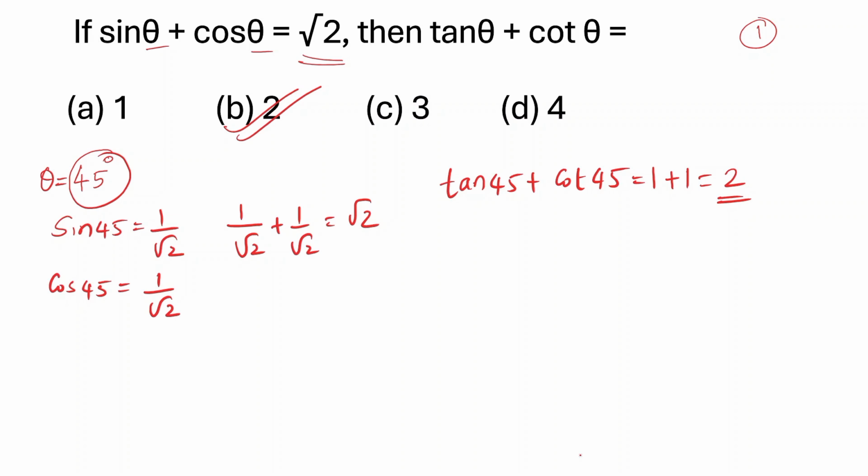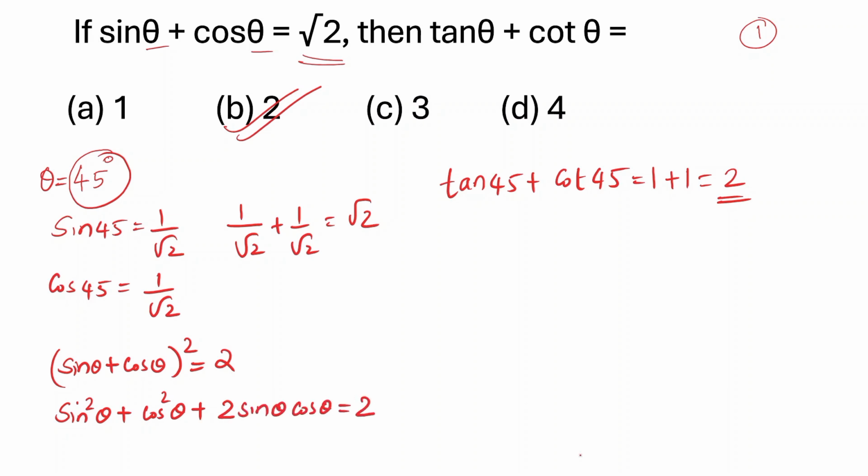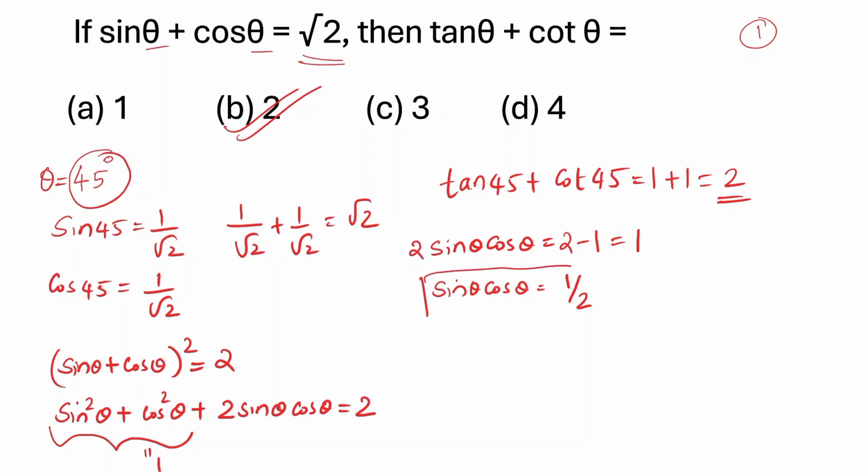you can do it in the other way. Just take the square of this term. Sin theta plus cos theta whole square. That would be the square of root 2, that is 2. So it will be sin square theta plus cos square theta plus 2 sin theta cos theta. This value is 2. And what is sin square theta plus cos square theta? It is 1. So can you say 2 sin theta cos theta will be 2 minus 1, right? 2 minus 1 is 1. So sin theta cos theta equals 1 over 2. So just keep it in mind.